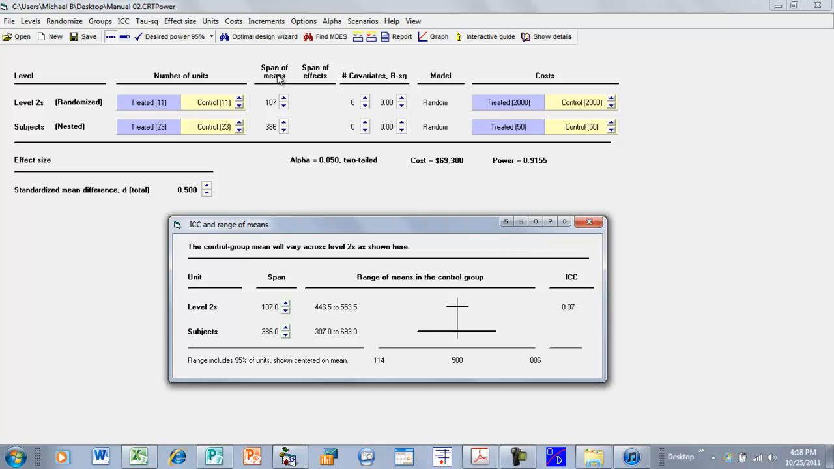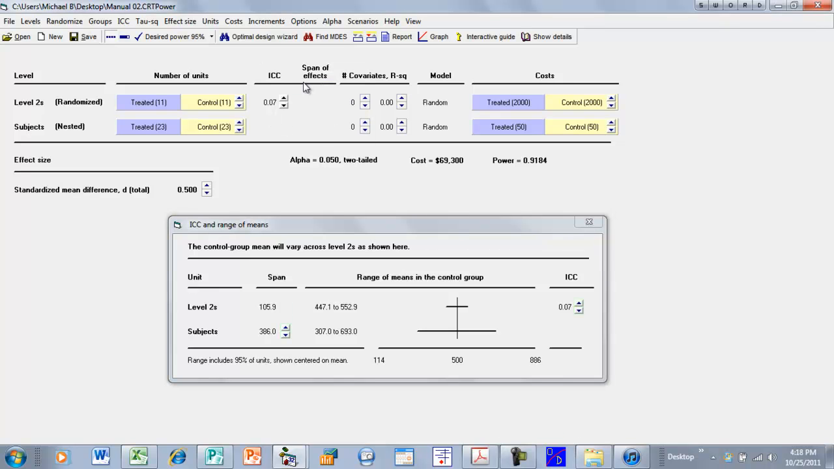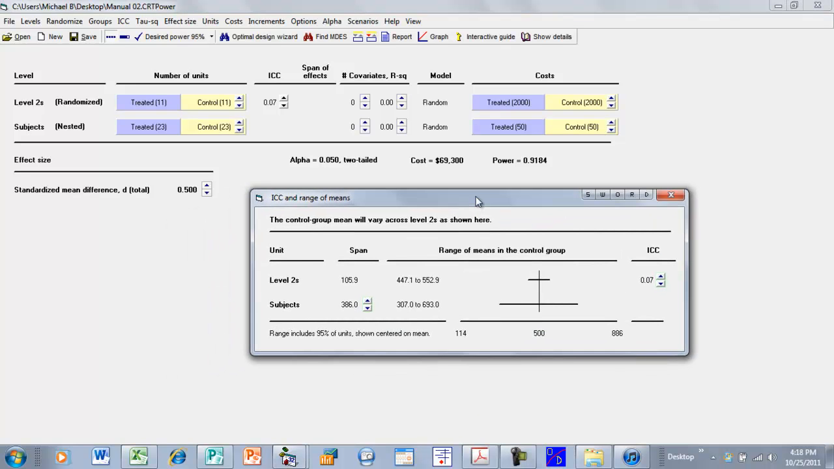Also over here, if I tell the program that I want to enter spans rather than the ICC, it displays the span. I can go back and change it to the ICC. It displays that. So what we've covered at this point is that I've tried to give you a better sense of what the ICC means, and critically to show how you can move back and forth from the ICC to the variance to the spans to ensure that all of these values are plausible.